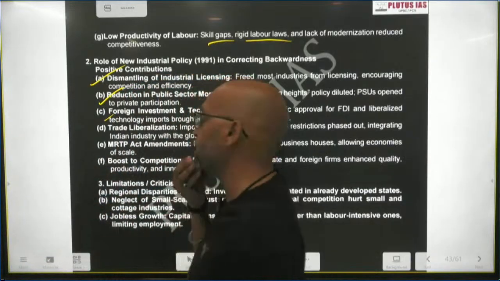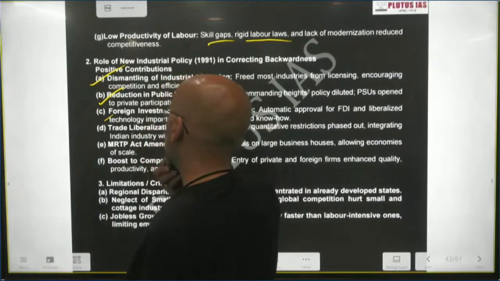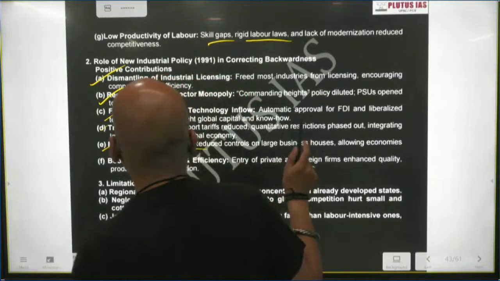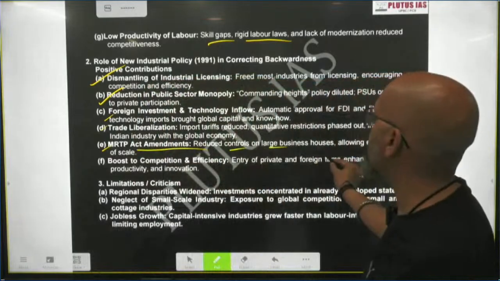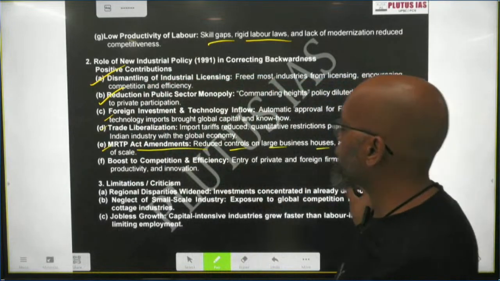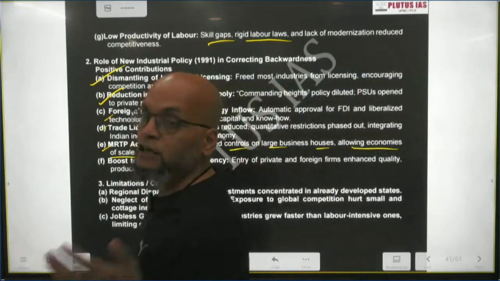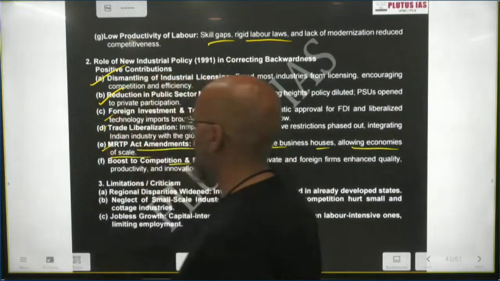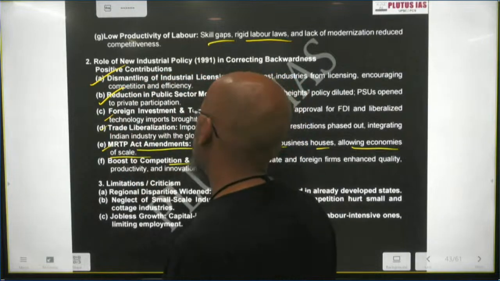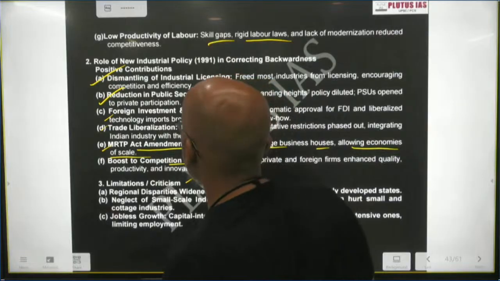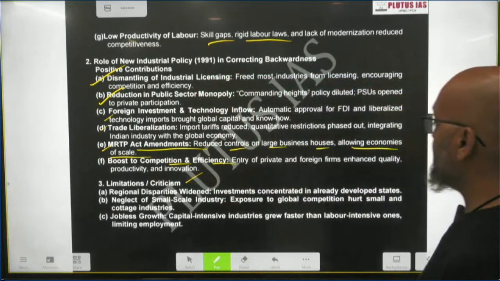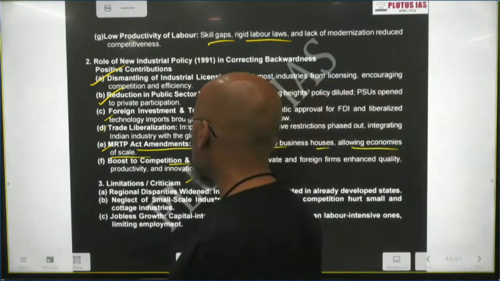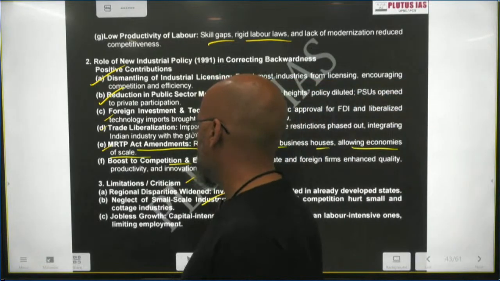And when we adopt that technology, we grow, and that's why we grew at a faster rate after 1991. Then trade liberalization, as I told you. The MRTP Act amendment reduced controls on large business houses, allowing economies of scale. Large scale production will reduce the cost of prices, and a boost to competition and efficiency was also provided.